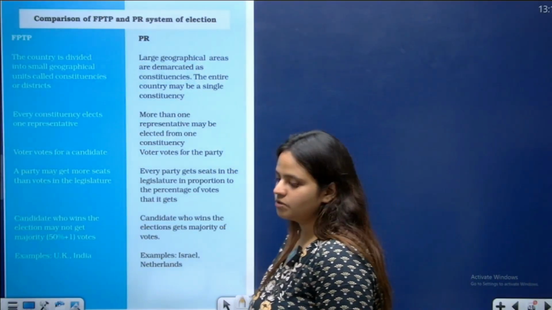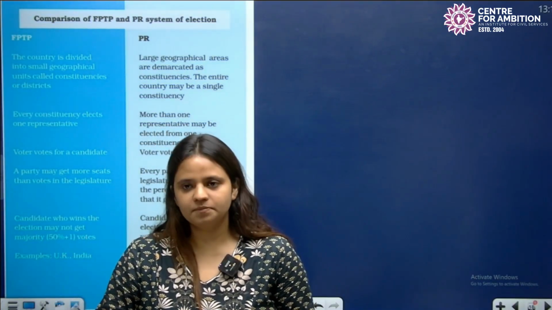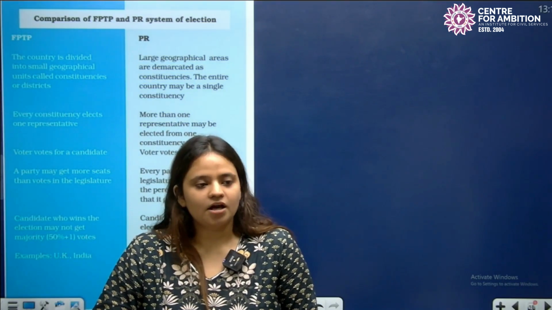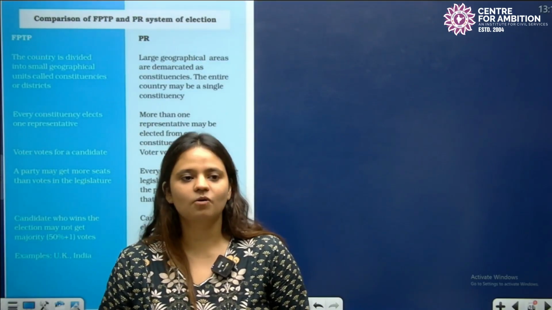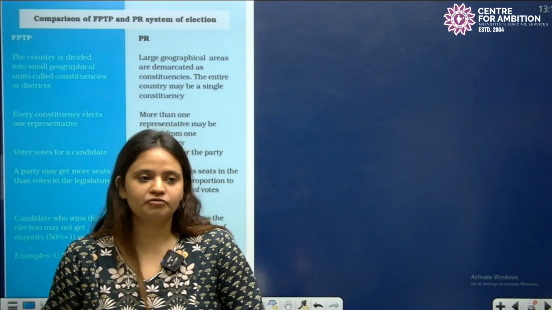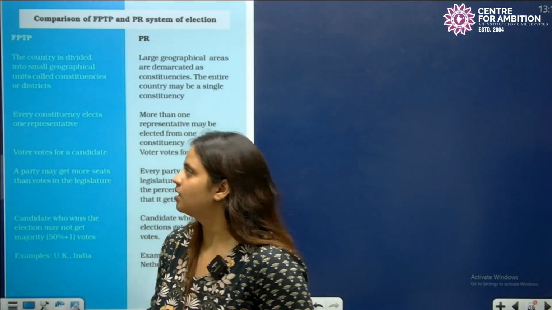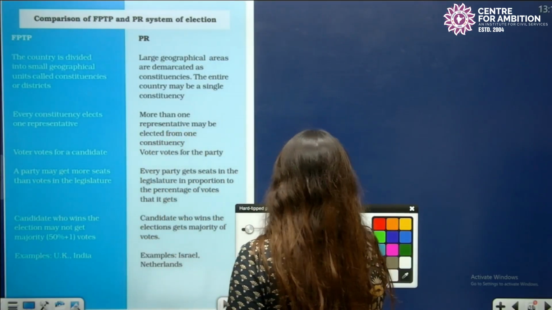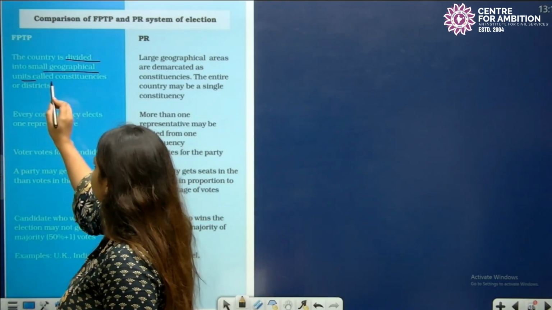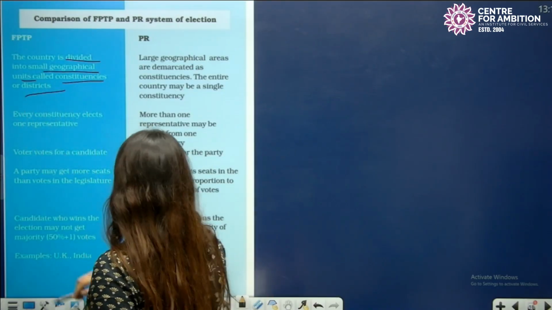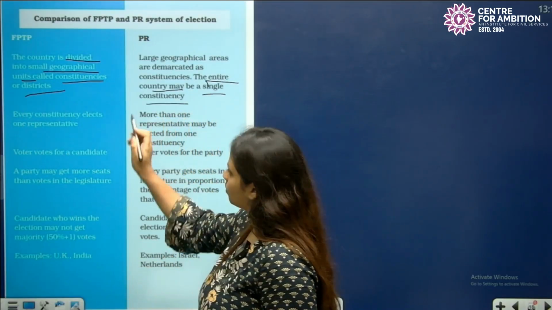So in the previous videos, if you can recall, when I told you about FPTP system, I told you that the entire country is divided into small geographical units which are known as constituencies, and in case of PR system, we imagine the whole country as a single constituency. Okay. So in case of FPTP, the country is divided into small geographical units, which are called constituencies. In case of PR, the entire country is considered as a single constituency.